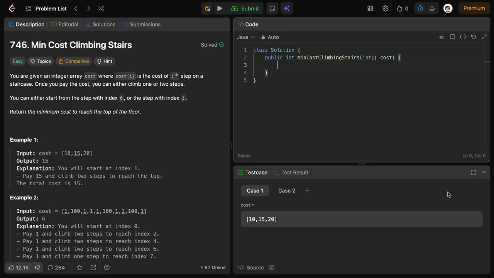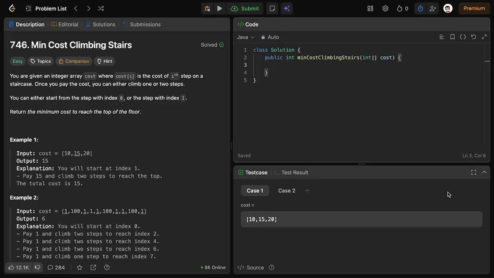Hello, the sum that we're going to be solving today is minimum cost climbing stairs. Let's read the problem. You are given an integer array cost where cost[i] is the cost of the ith step on a staircase. Once you pay the cost, you can either climb 1 or 2 steps. You can either start from step 0 or from step 1.